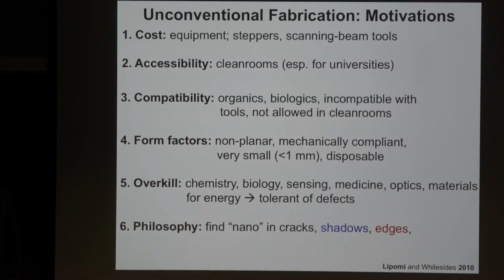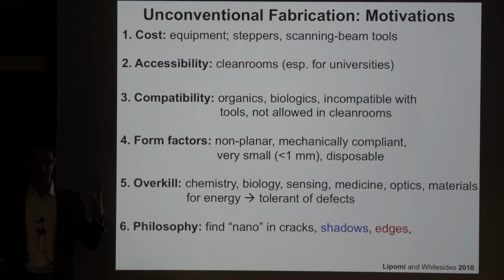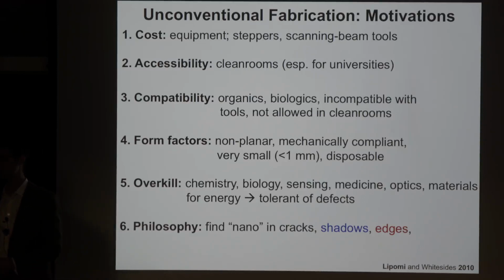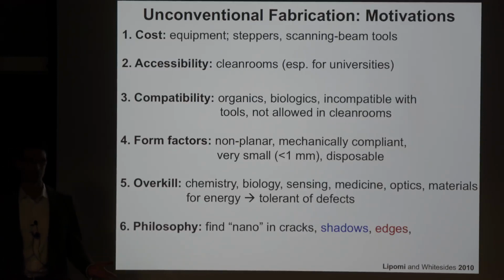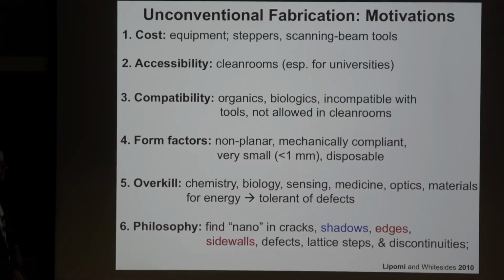Also, philosophically, there's this idea that nanofabrication has to be something that's difficult. It requires wearing a bunny suit and a face mask in a clean room, when in fact there's nanoscale information all around us. We just have to use the right tools to find it. So we can find nanoscale information in cracks, shadows, and edges between structures, sidewalls, defects, lattice steps, and other discontinuities. Even if you take the cross section of your glasses, the Scotchgard coating is nanoscale.